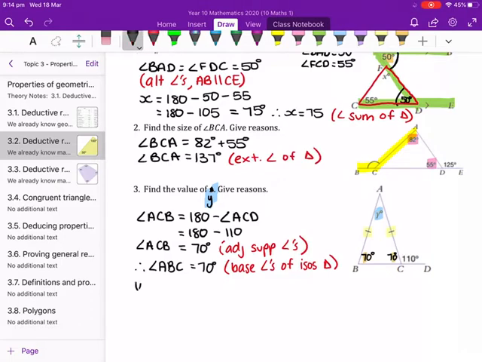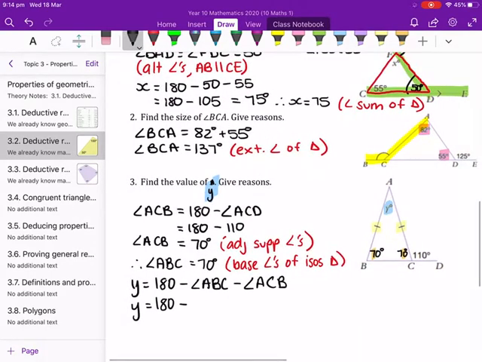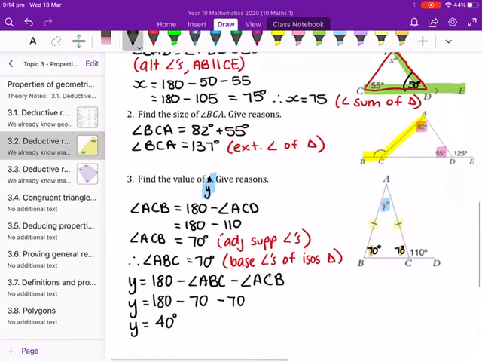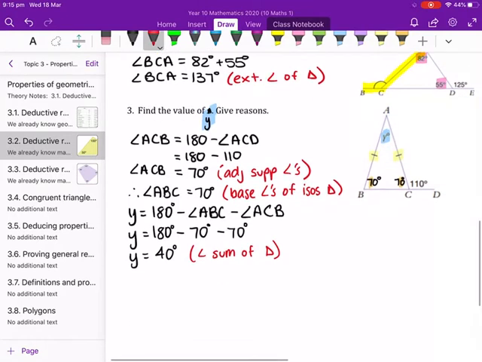Finally, to find our y angle, what we're going to do is say that y equals 180 minus our angle ABC and minus our other angle in our triangle, which is angle ACB. So that means that y equals 180 minus 70 degrees minus 70 degrees. So y equals 180 minus 140, which equals 40 degrees. And so our reasoning behind that is because angle sum of a triangle. So we write angle sum of triangle.